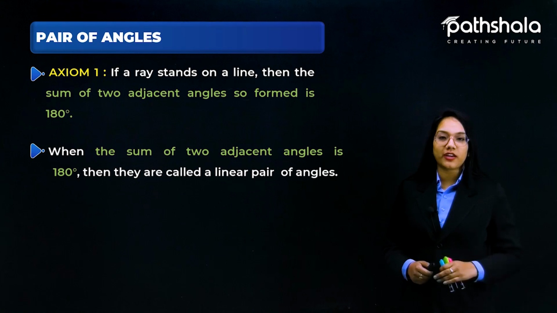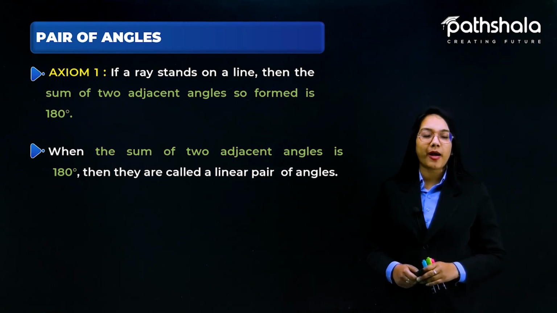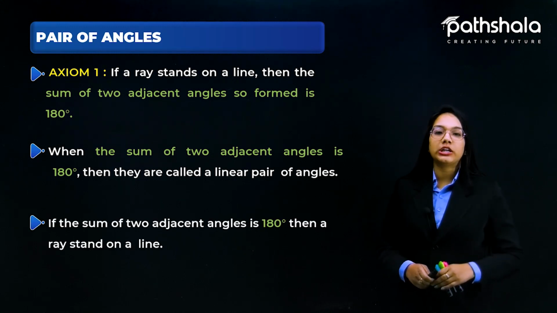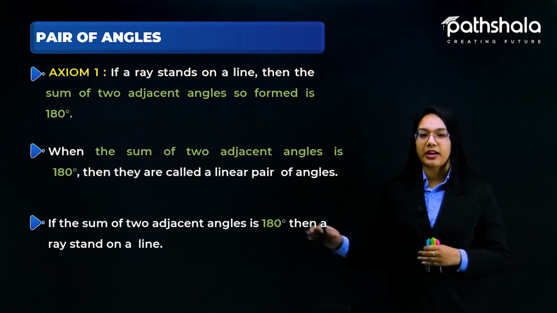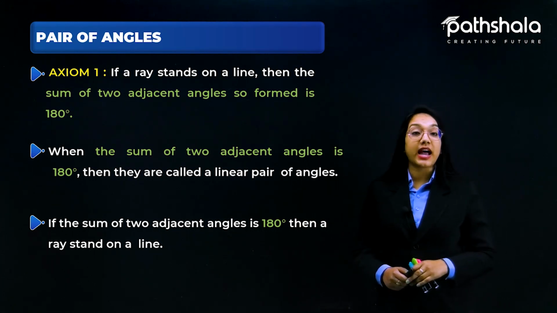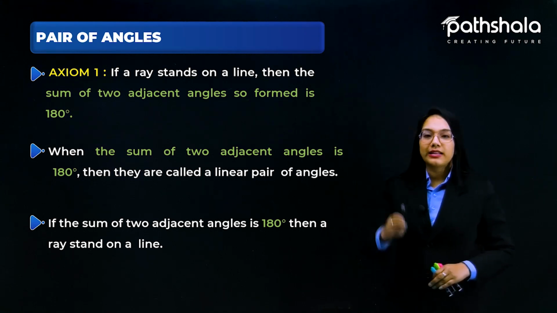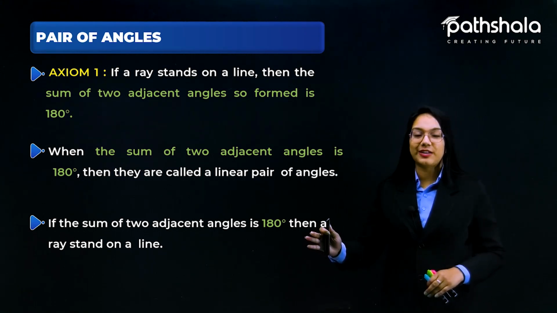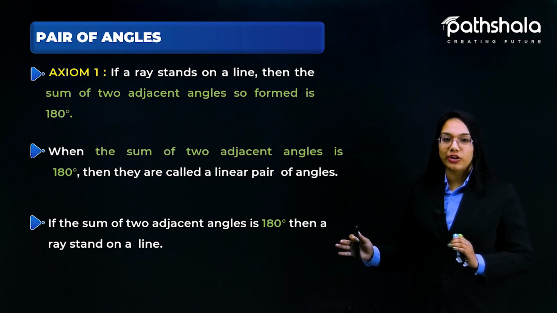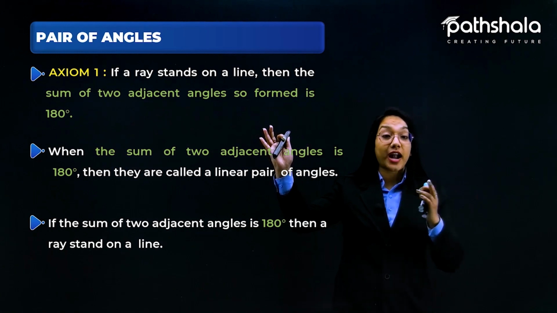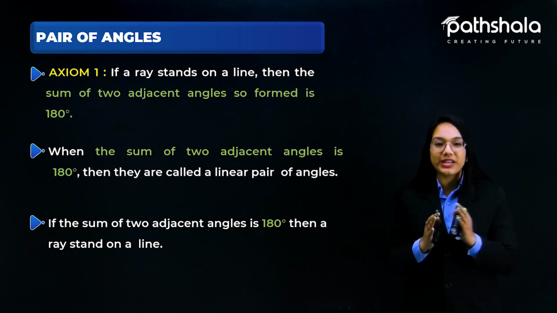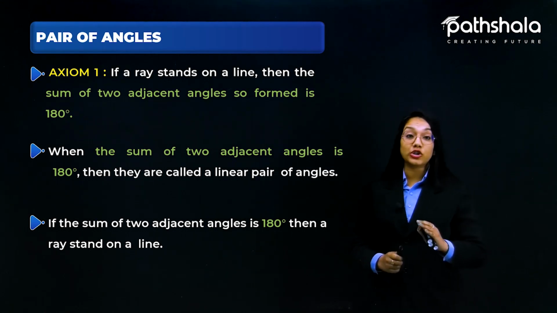So keeping axiom 1 in my mind, I'm just rewriting the statement: if the sum of the two adjacent angles is 180 degrees, then a ray stands on a line. You can see all by yourself that the very first statement and this statement are the reverse of each other, because here we start with "if a ray stands on a line", and here we end with "then a ray stands on a line". So from this concept, we definitely know they are converses of each other.